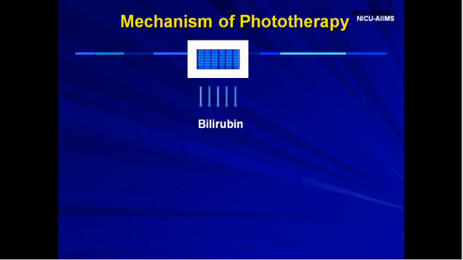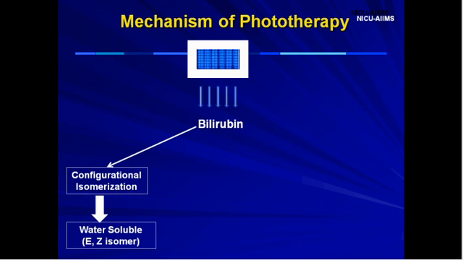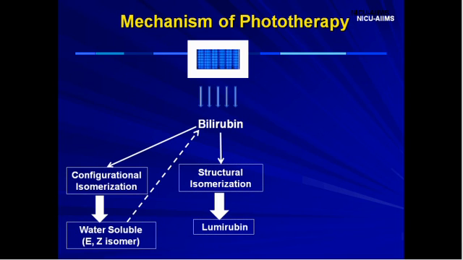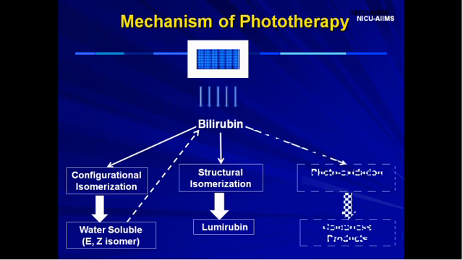Phototherapy reduces total serum bilirubin by three proposed mechanisms. First, configurational isomerization, where native bilirubin is converted to water-soluble geometric isomers that are excreted in the bile. But this process is reversible, where these geometric isomers are reverted to native isomers. Second, by converting bilirubin to lumirubin by structural change isomerization. This process is irreversible. Lumirubin is excreted through bile and urine. Third mechanism is photooxidation, where colorless products are produced, excreted in the bile and urine. This process is very slow.